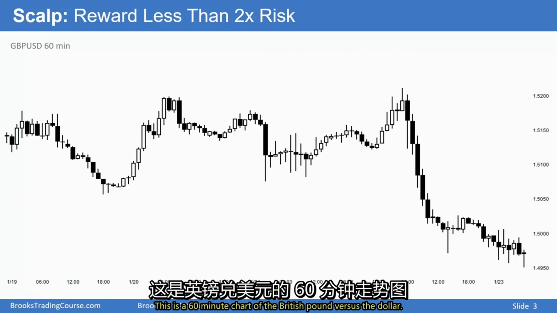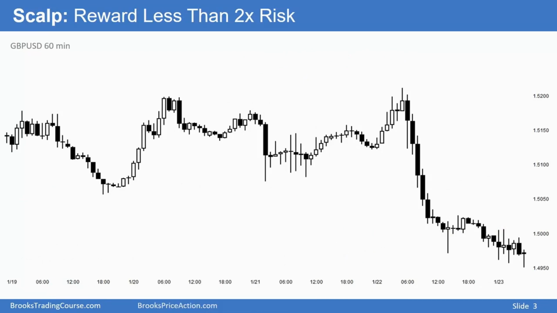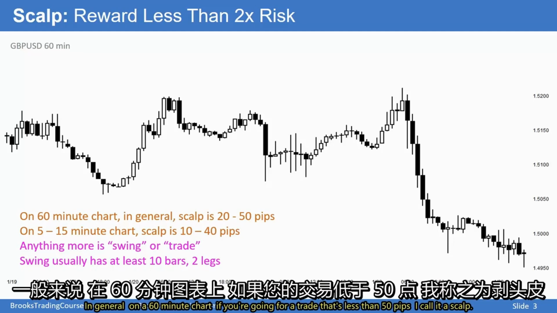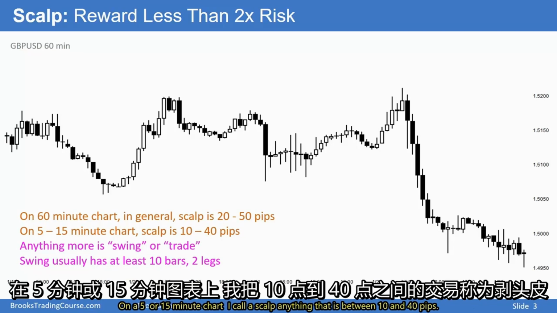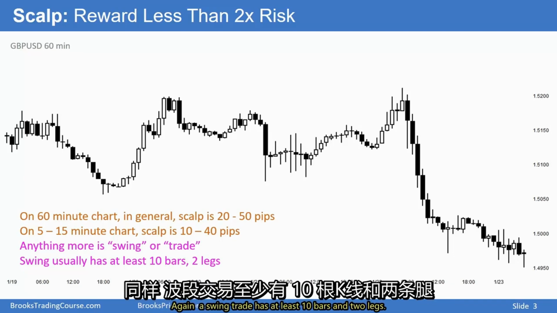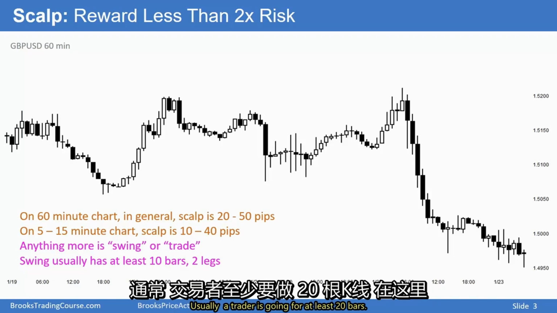This is a 60-minute chart of the British pound versus the dollar. In general, on a 60-minute chart, if you're going for a trade that's less than 50 pips, I call it a scalp. On a 5 or 15-minute chart, I call a scalp anything that is between 10 and 40 pips. Anything more than that is a swing trade or simply a trade. Again, a swing trade has at least 10 bars and 2 legs. Usually, a trader is going for at least 20 bars.